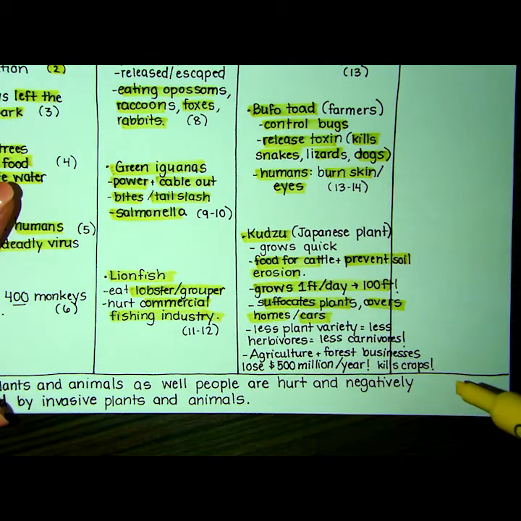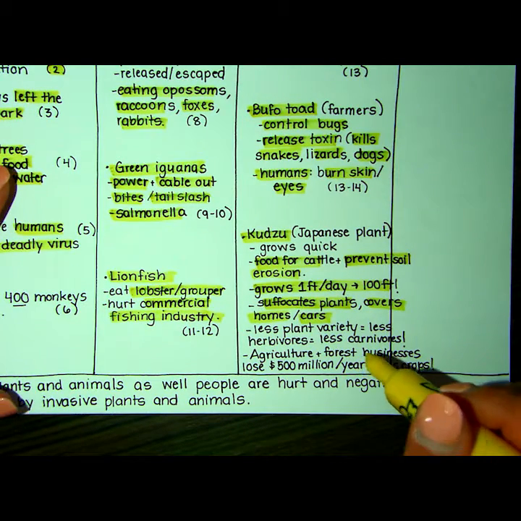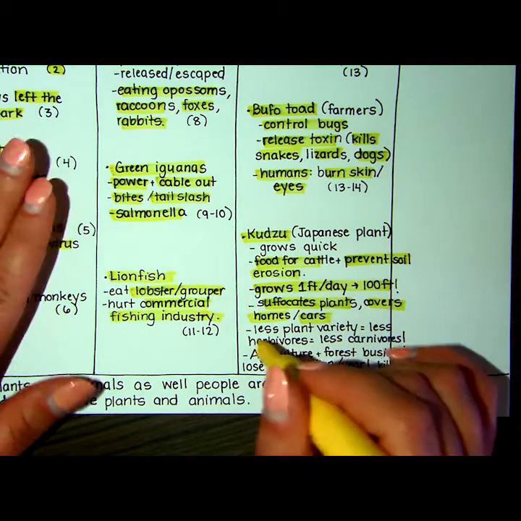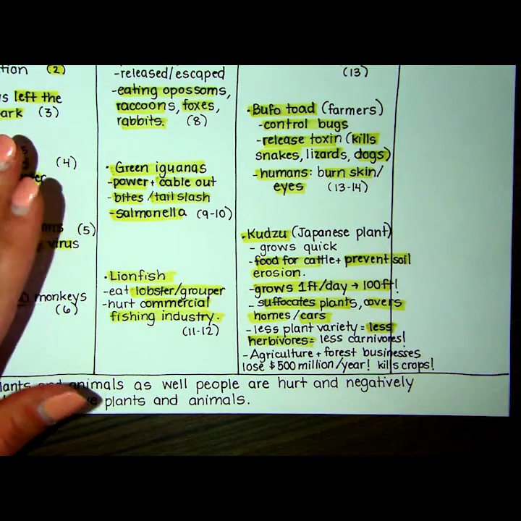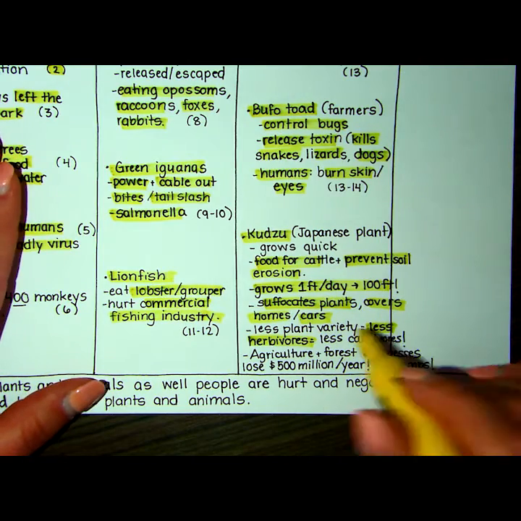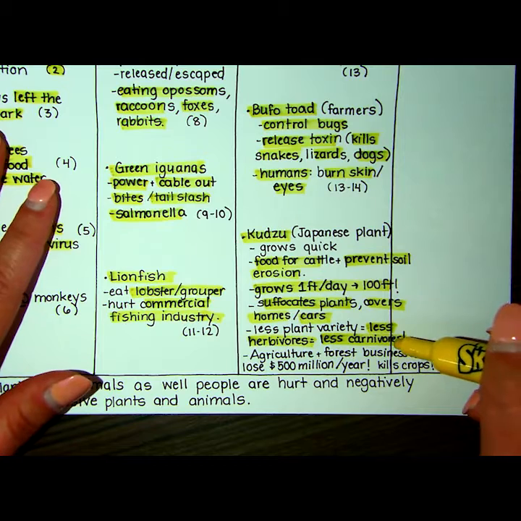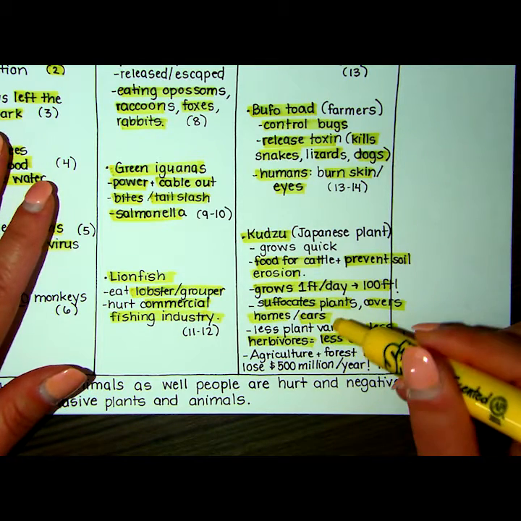And then, in turn, when you have less of a plant variety, then you have fewer herbivores because they look elsewhere for their food. When you have less herbivores, then you have less carnivores because these guys feed on these guys. And these guys feed on your plants. And now all you've got is a bunch of kudzu.